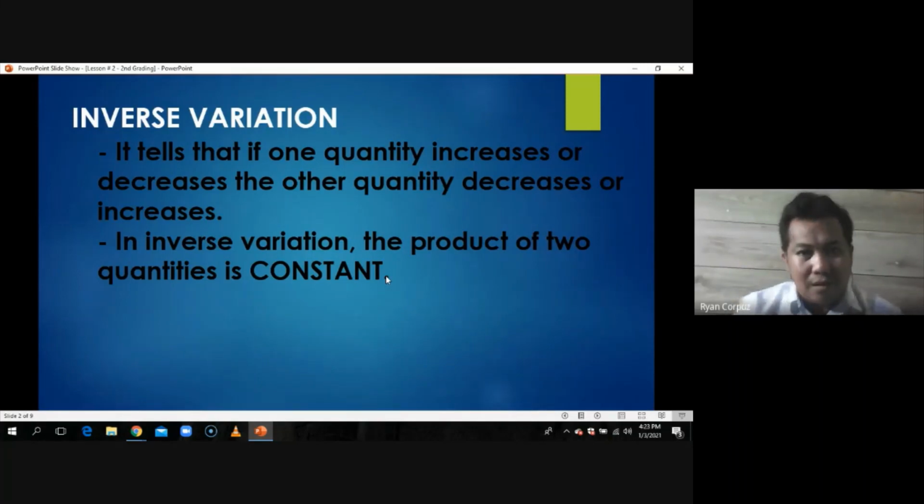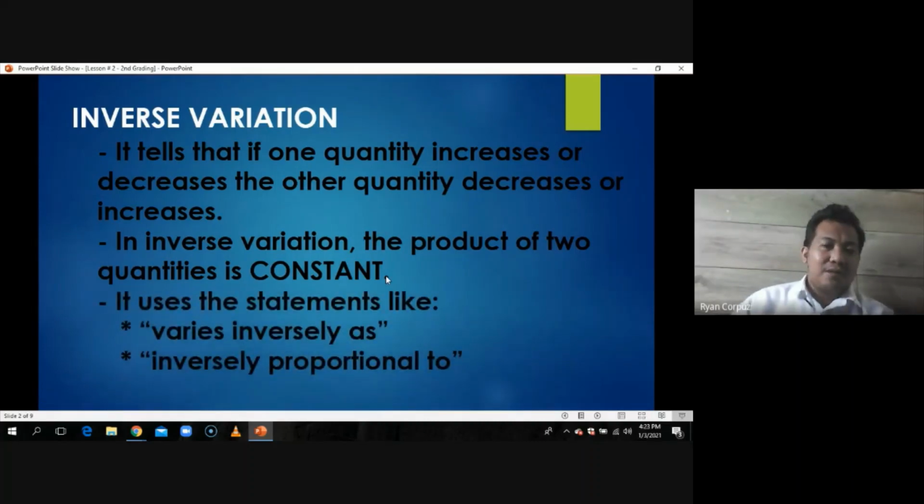So ito parang kabaliktaran nung direct variation kasi dito when you translate, di ba sa direct variation, yung unang translation, product, yung pangalawang translation, quotient o ratio. Dito, sa inverse variation, yung una mo, ratio, yung pangalawa naman, product. For you to find the constant of variation.